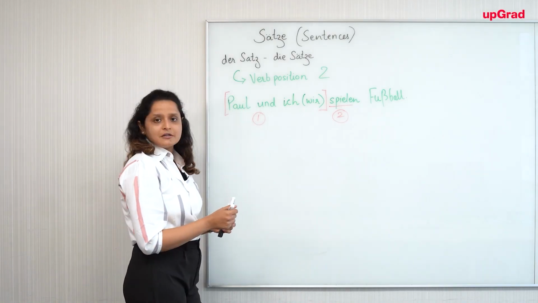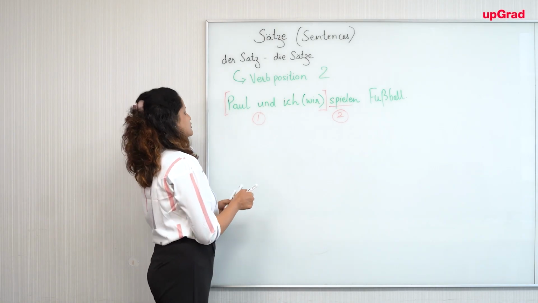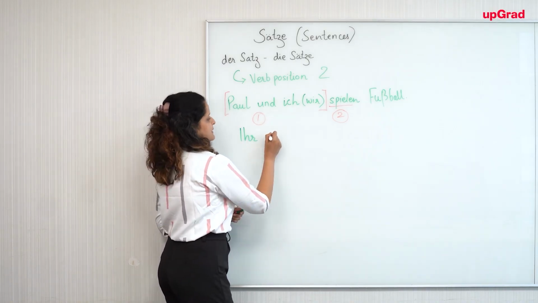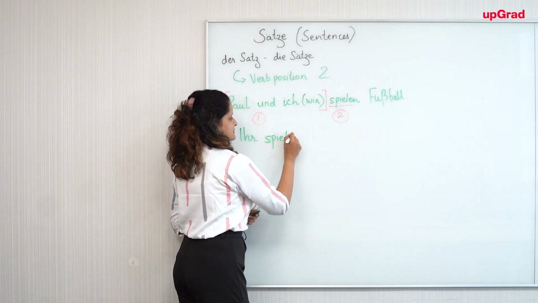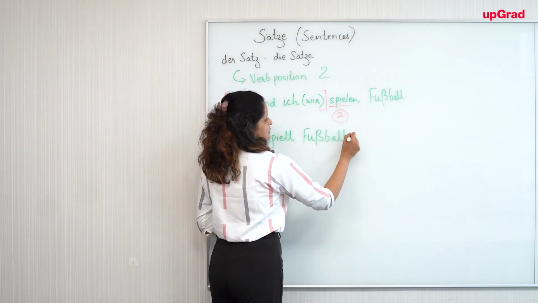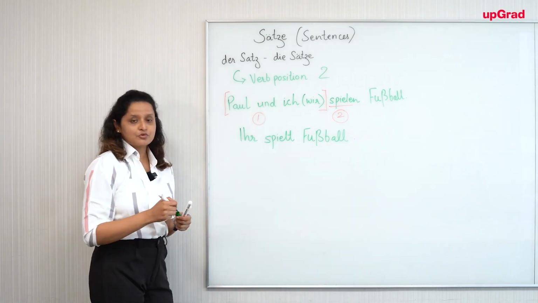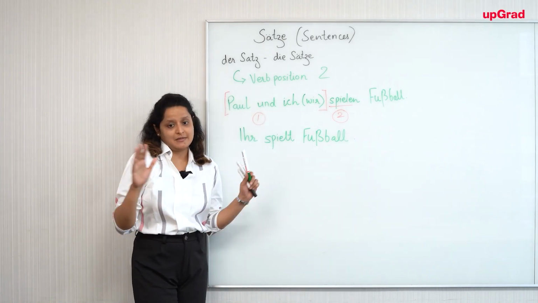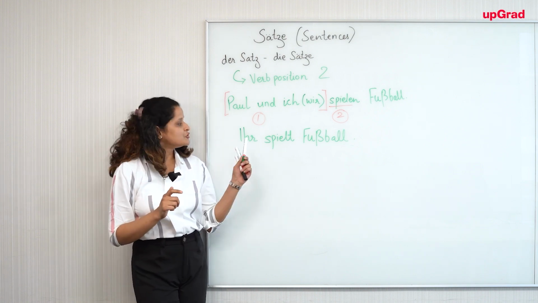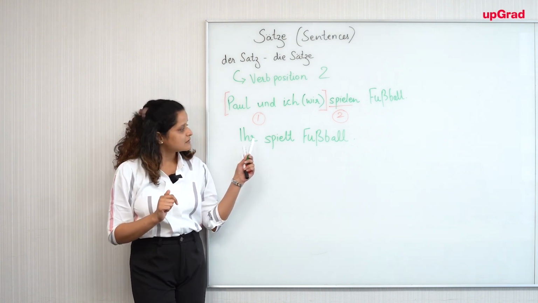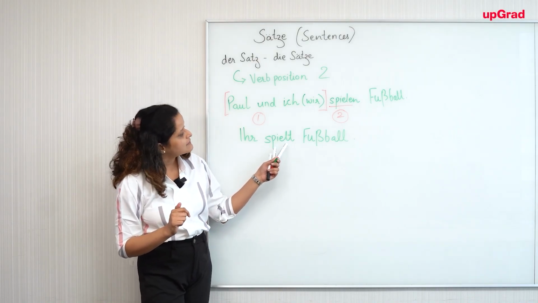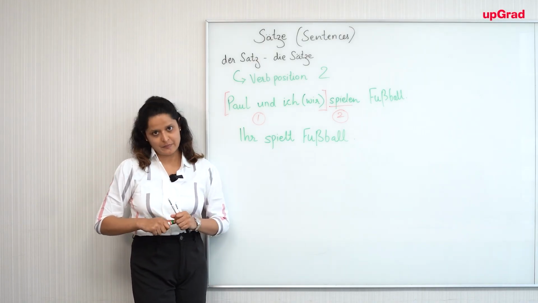Now, after wir, we have learnt ihr. So when I say ihr, conjugation of spielen is spielt. So ihr spielt Fußball. So this is when, let's say, I am talking to two friends. I am the first person. I am not playing, but I am just saying, okay, these two are playing. So my second person is ihr. Conjugation for ihr is spielt. So this becomes ihr spielt Fußball.